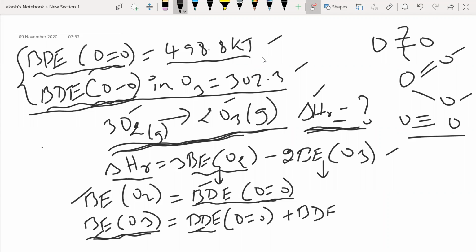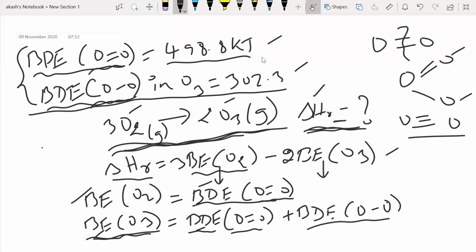That's it. Very simple. Abhishek, understood? You have to break one double bond O and one single bond O: BDE of O double bond O plus BDE of O single bond O. Yes, Rohan, ask. Is the final answer negative, sir? Final answer is negative. What is the answer you're getting? I got minus 105.8.